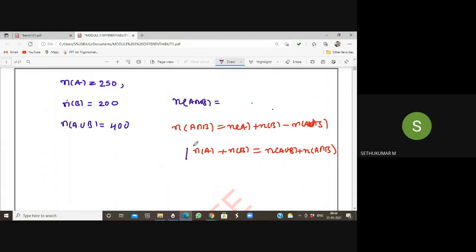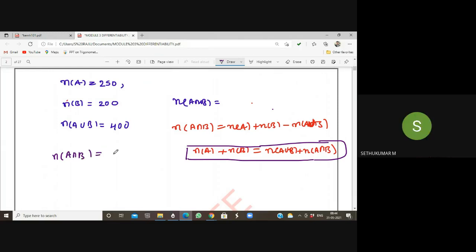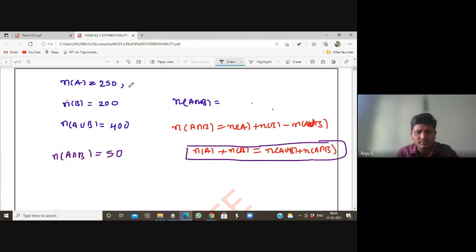Yes, sir. Okay, n of A is given, n of B is given, then we need to find n of A union B plus n of A intersection B. We can use this formula. You can substitute and tell me the answer. What is n of A intersection B? 50, sir. Simple, add these two values and subtract this. That's it, we get the intersection. Very good.